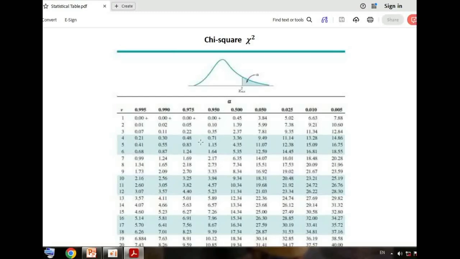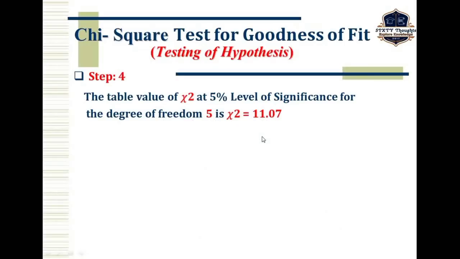So what is our problem? In our problem we consider 5%, that is 0.05, and the degree of freedom is 5. What is the table value? 11.07. Okay. What is step number 5? We write the conclusion. How to write it? Using step 3 and step number 4, we get the conclusion.